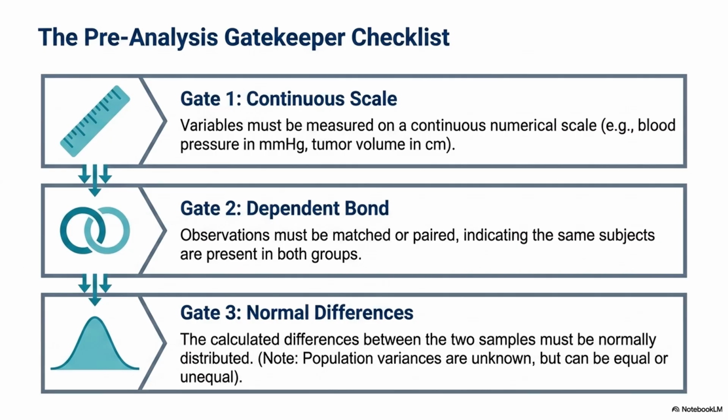The paired t-test has some important assumptions. Data should be continuous. Observations must be paired. Differences should be normally distributed. No extreme outliers. If these assumptions are violated, results may not be valid.